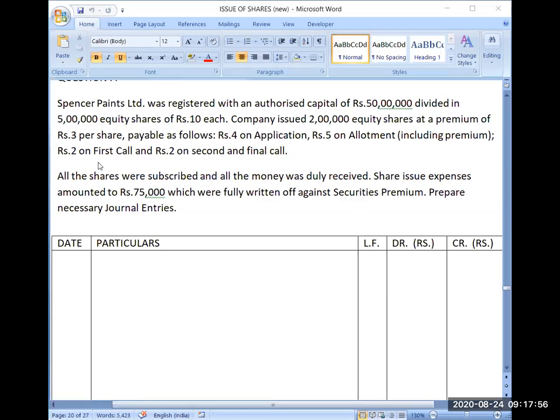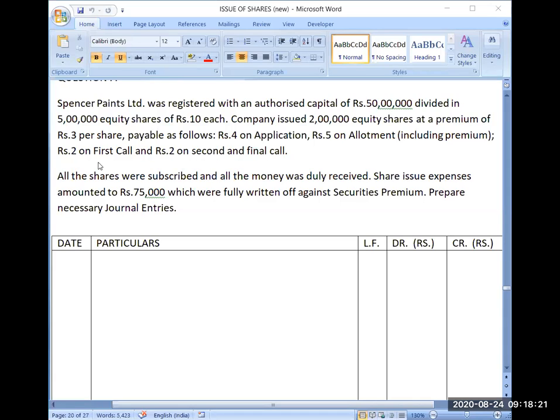The company issued 2 lakh equity shares at a premium of rupees 3 per share. So the company is issuing 2 lakh equity shares out of the total 5 lakh shares, and one share has a face value of rupees 10, and moreover you are collecting rupees 3 as premium. So the total cost will be rupees 13.